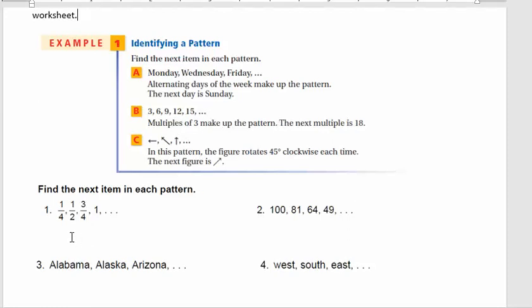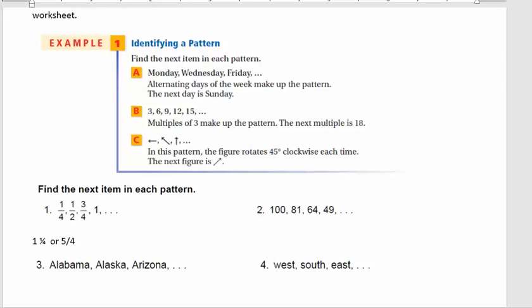So let's look at our examples here. We have number one, 1/4, then 1/2, then 3/4, and 1. So if you think about maybe like a pizza, first somebody has 1/4 of the pizza, now they have 1/2 of the pizza, they added more to it. Then they have 3/4 of the pizza. It looks like they're adding a fourth every time. So 3/4 plus 1/4, yeah, that would be 1. And then we just have to find the next item after that. So after 1, if we added 1 more fourth, we would get 1 and 1/4. So you can leave your answer like that, or you could write 5/4. That would be fine too.